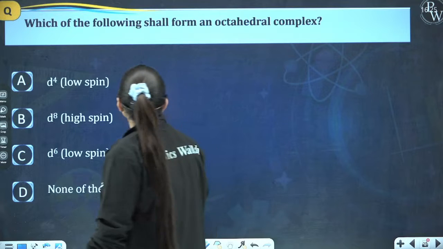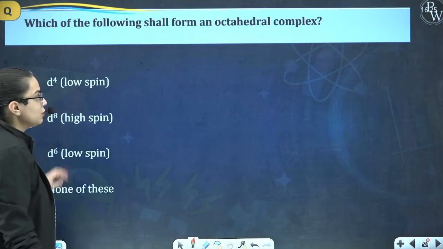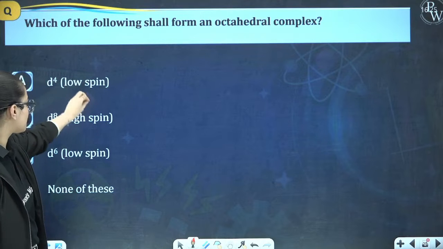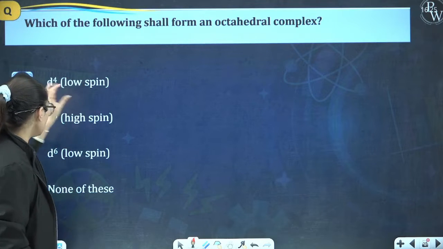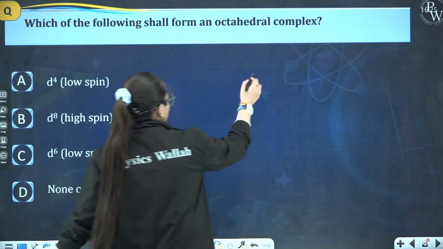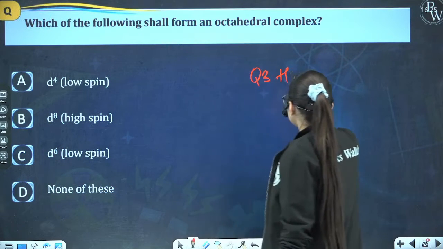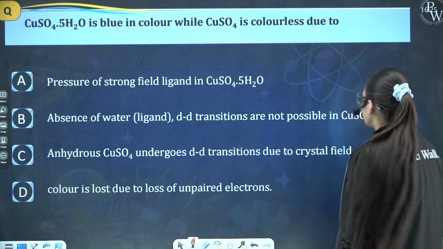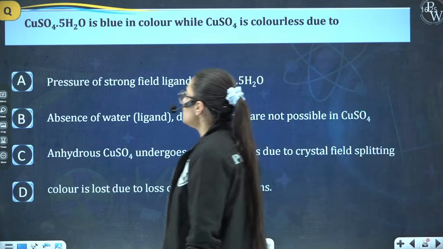Which of the following will form an octahedral complex? Option A, d4 with low spin; option B, d8 with high spin; option C, d6 with low spin; and option D is none of these. So you need to tell, this is your question number 3 as your homework in the comment section, which of the following will show an octahedral complex. Great. Okay, now let us see the next question of ours.